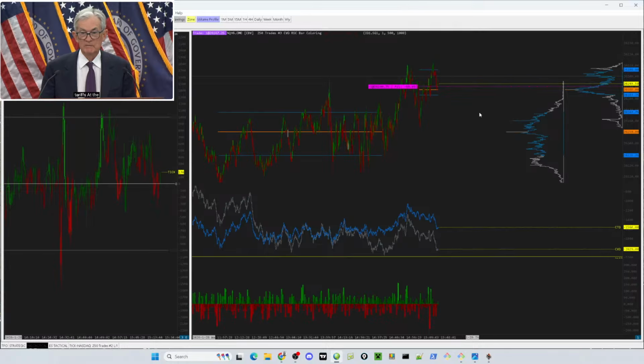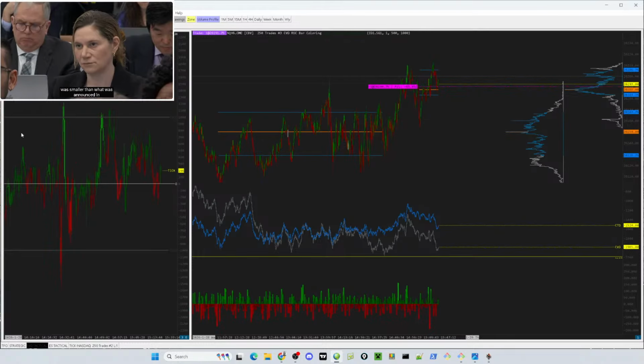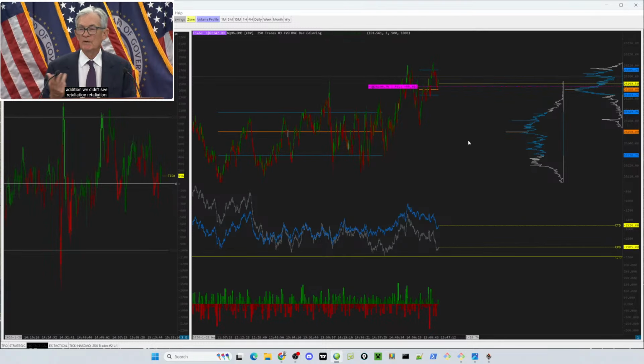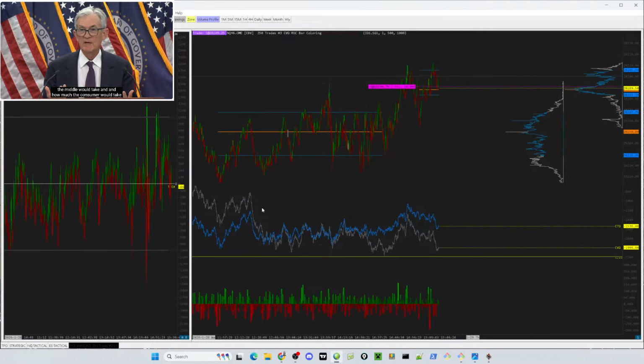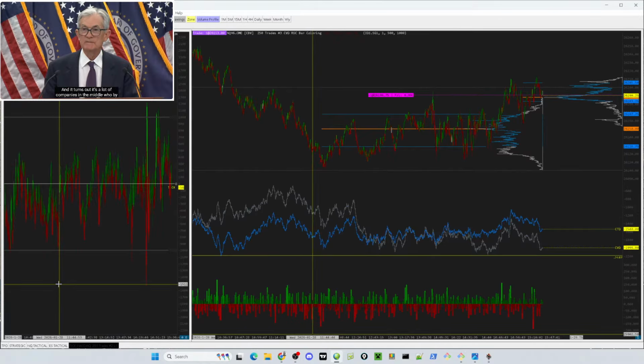Our forecasts were not far off. What changed was, as I think I said earlier, what was implemented was smaller than what was announced. In addition, we didn't see retaliation internationally, and I think people did generally expect that because we saw that in the past, and that really mattered too. And then the other thing is that pass-through, we didn't know how fast that was going to be to consumers, how much exporters would take, how much companies in the middle would take, and how much the consumer would take. And it turns out it's a lot of companies in the middle who are pretty strongly committed to passing the rest of it through, which is one of the reasons why we need to keep our eye on inflation and not declare victory prematurely.